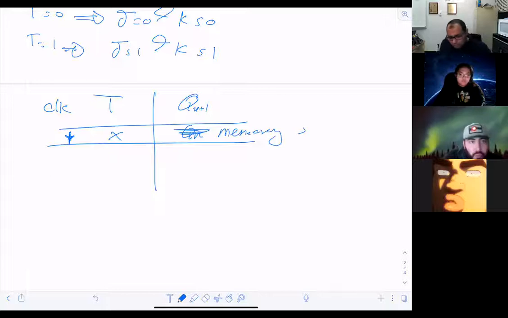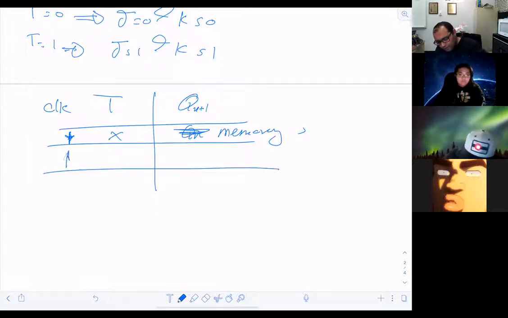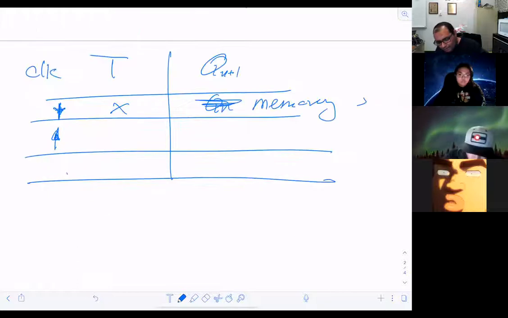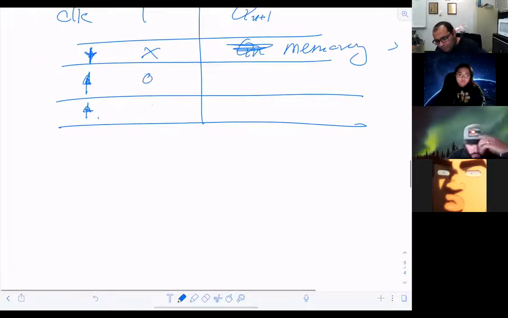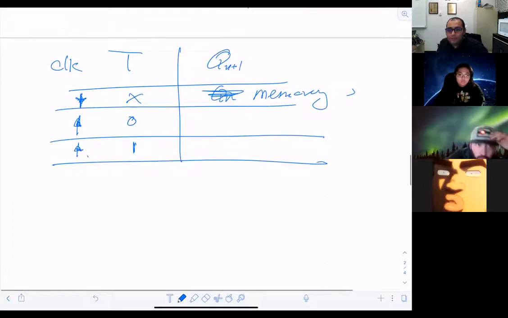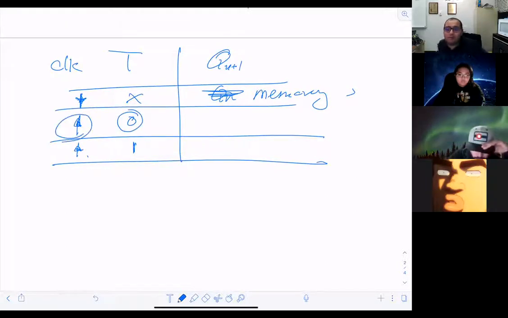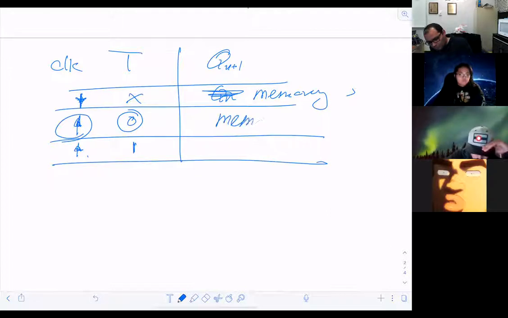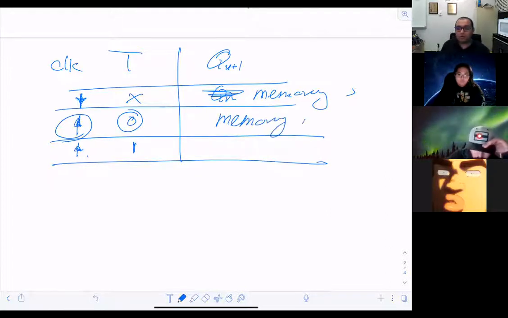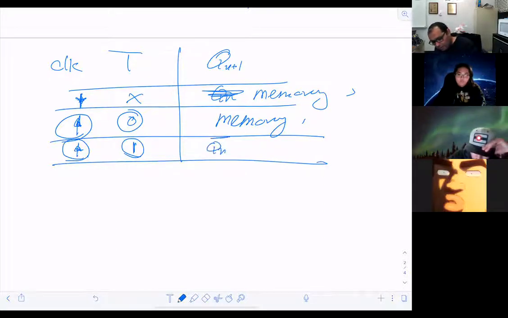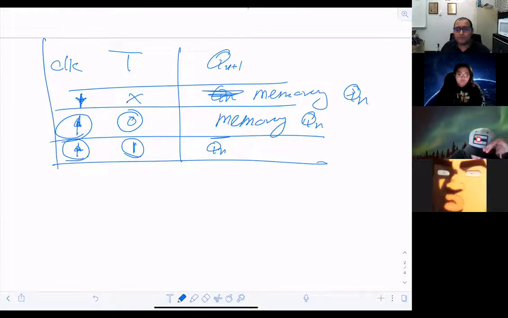Then if I have positive edge here, that means I'm active. So I'm active, that means I have two possibilities. I'm here in 0 and I'm here in 1, right? So if I'm in 0 and I'm active, I'm still memory. While if I'm positive and here is 1, basically I'm flipping whatever is inside, right? So it's going to be Qn complement here, Qn here, Qn here. So pretty much what's in front of you now is a truth table of the T flip flop.